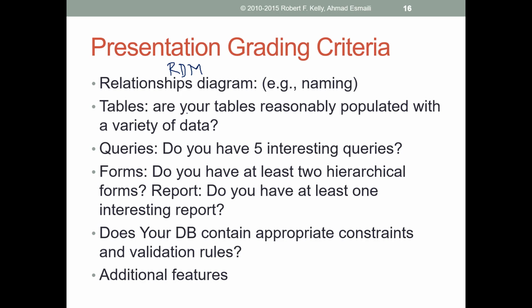So while grading, I think, like, are your tables reasonably populated? Do you have that limit which was 10 to 100? Do you have the number of records in each table in the range from 10 to 100 or not? Do you have 5 interesting queries or not? Do you have sufficient forms or not? Do you have 2 hierarchical forms? Do you have a report or not? Does your database contain appropriate constraints or not, right? And do you have any additional feature which was not mentioned and you went ahead and implemented? Alright, so all these are the things that I'll have in mind when I'll be grading your project.